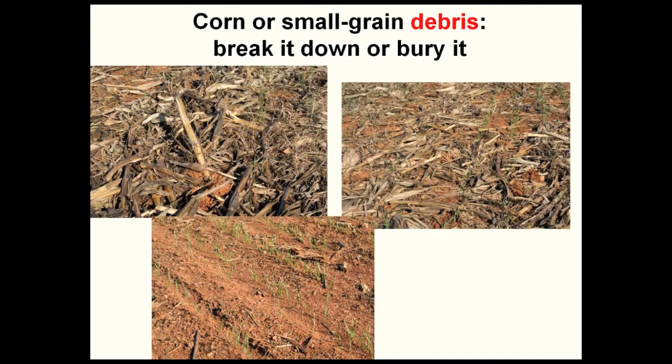Okay, going over the management tools one at a time. Debris. Corn or small grain debris, particularly corn debris, is abundant in our North Carolina landscape. These are standing stalks.